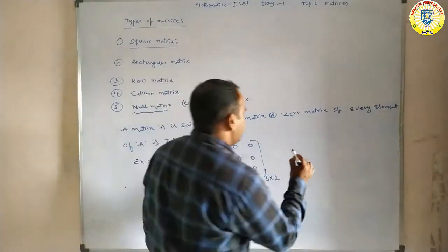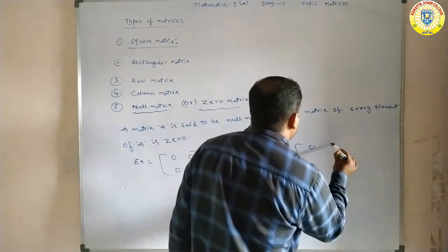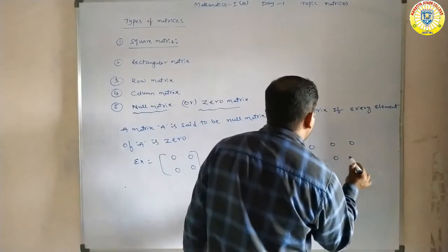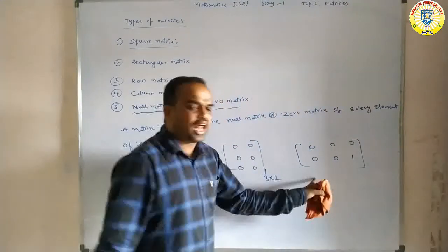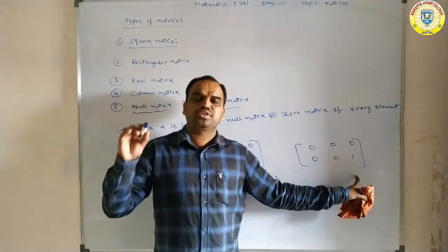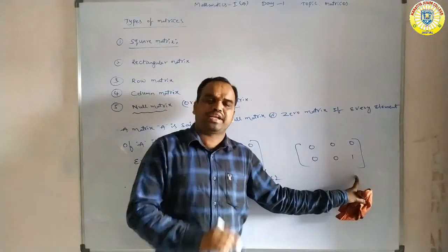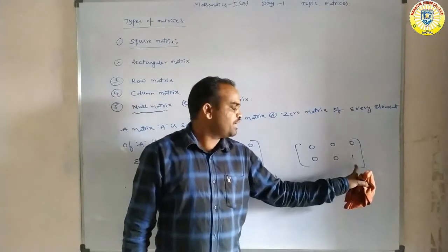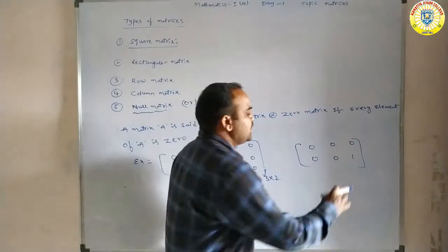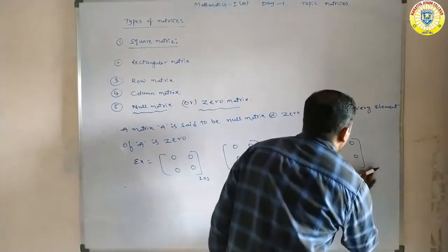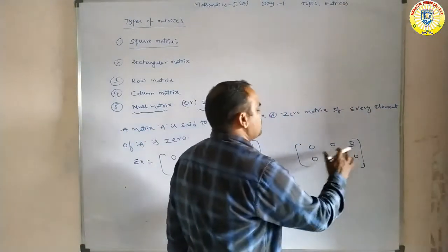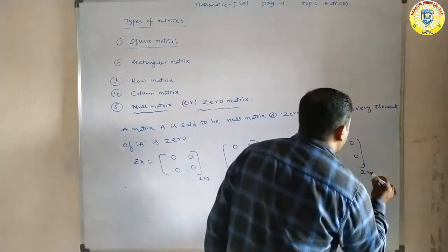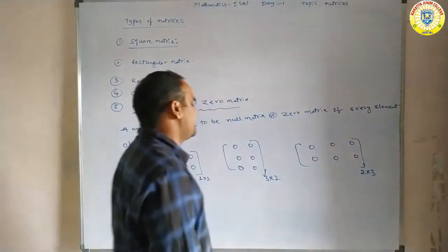So here like this one we are writing 0, 0, 0, 0, 0. Suppose there is a 1 there. This is not the null matrix. Must and should, each and every element in the matrix is 0. There is one element that is not 0, that's why this is not the null matrix. Here also we are writing a null matrix. What is the order of this one, sir? 2 rows are there, 3 columns are there. This is 2 by 3.